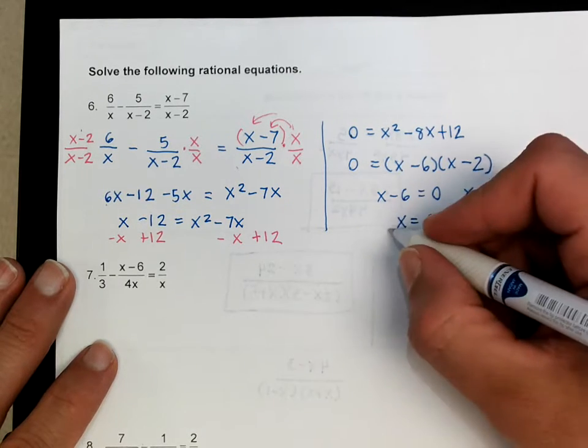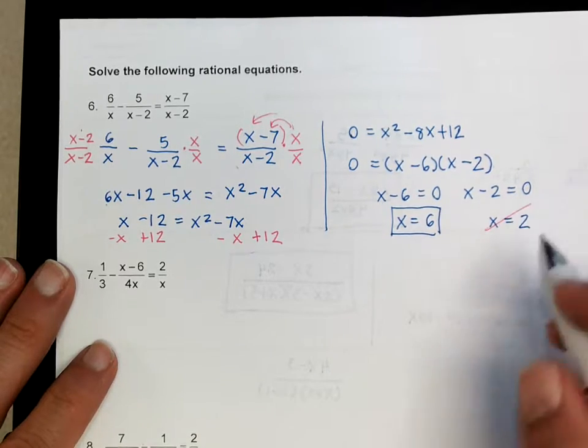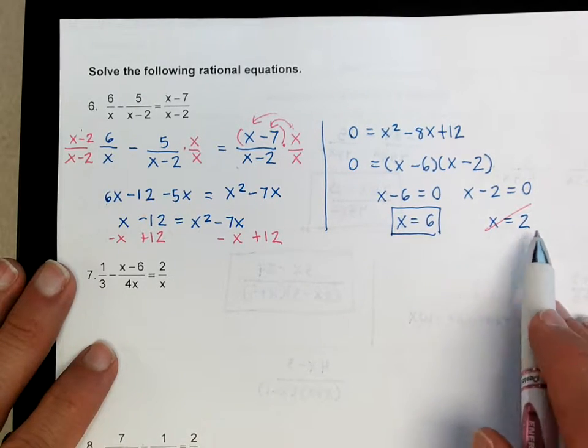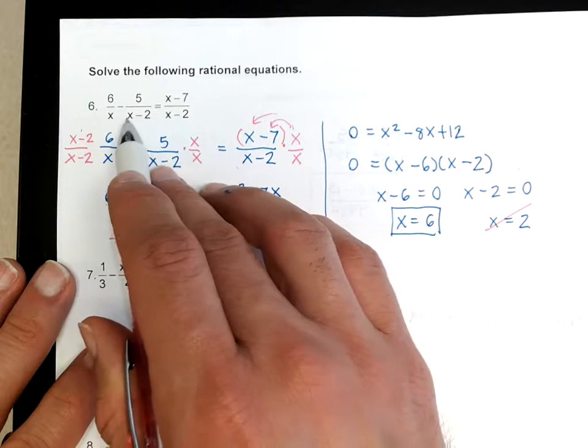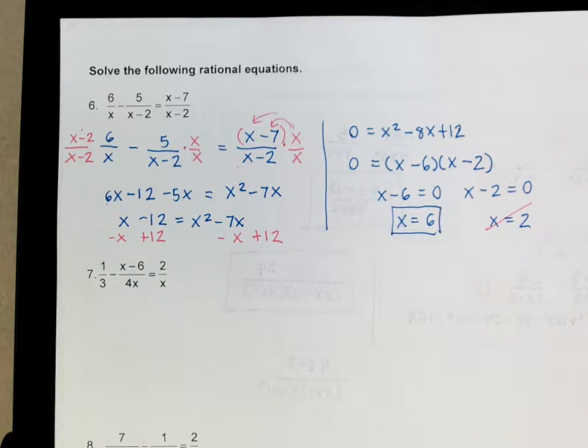Alright, now notice that this one will work, but this one will not. The reason is that if I plug a 2 into this denominator or this one, I will get a 0 in the denominator. And as you well remember, you cannot divide by 0. Alright, so let me go to the next few answers.